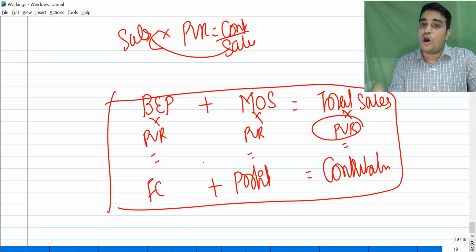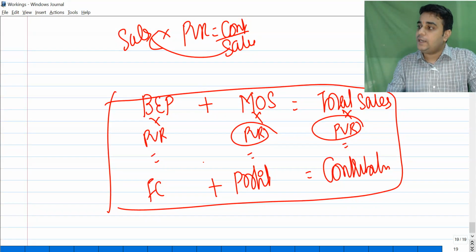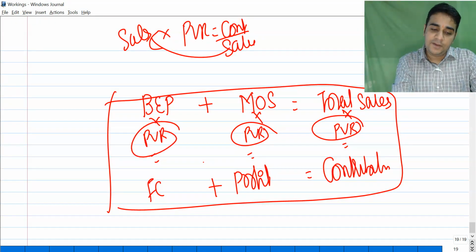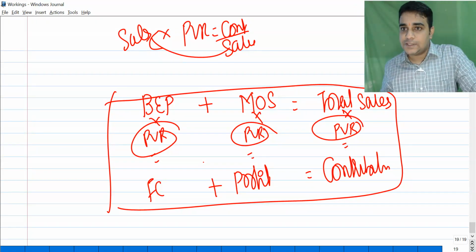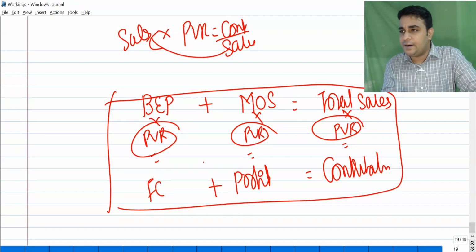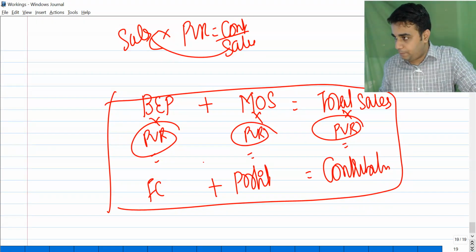PVR is equal to contribution by sales. PVR is equal to profit by margin of safety. PVR is equal to fixed cost by break even point. So you can keep interchanging this and keep writing different formulae from this. So you have different formulae for PVR coming from this.